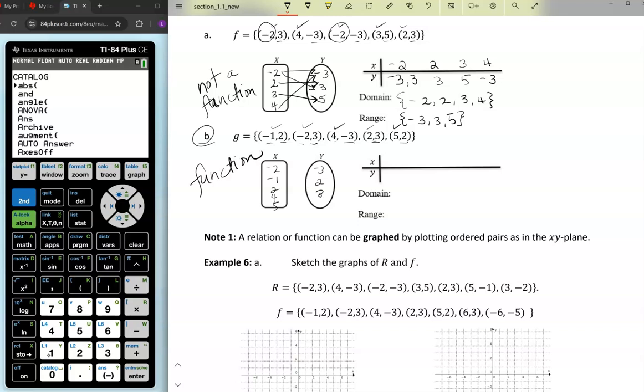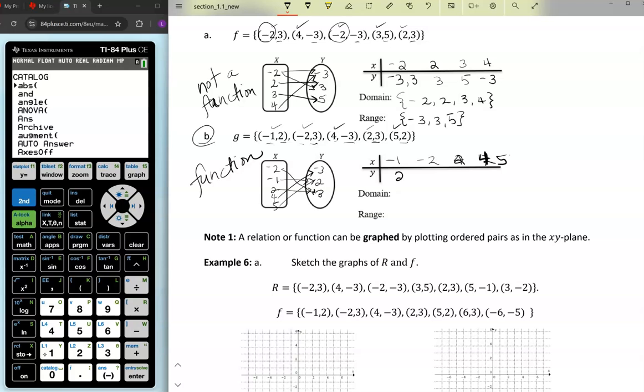If we wanted to do the mapping now, I'm going to look up here and do my mapping. -1 maps to 2. -2 maps to 3. 4 maps to -3. 2 maps to 3. And 5 maps to 2. There's my drawing. I'm going to fill this in from left to right, smallest to largest. Oops, I said that, and I didn't do it. That's a clue.